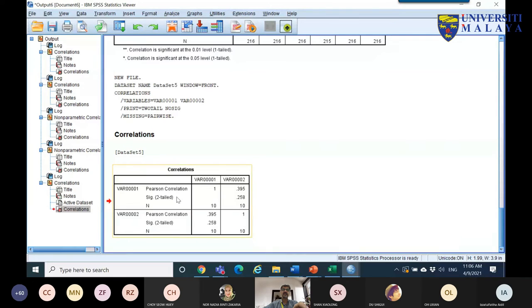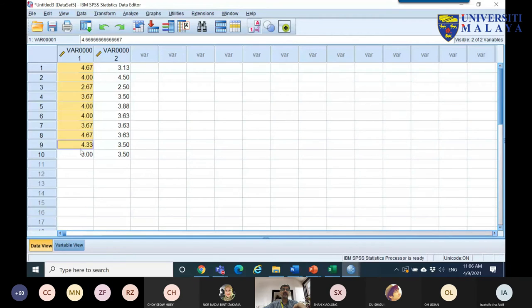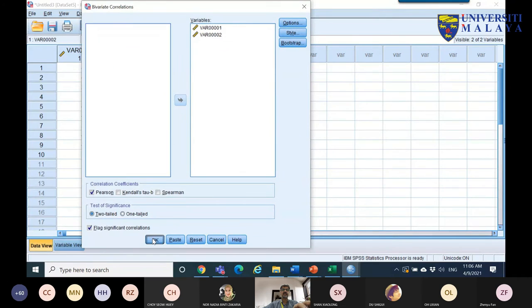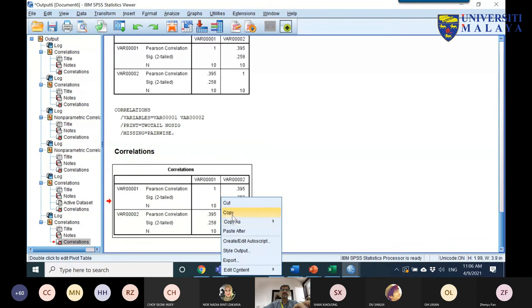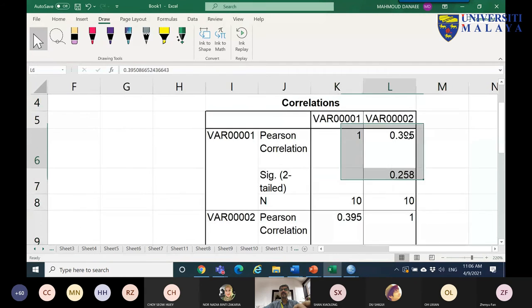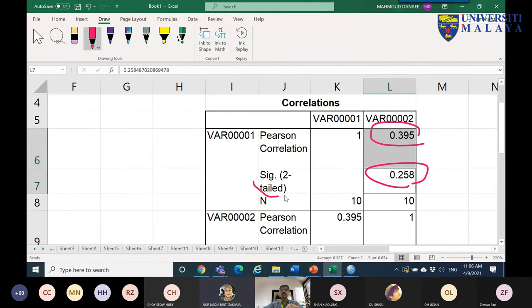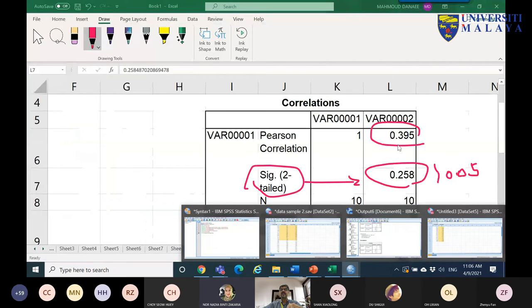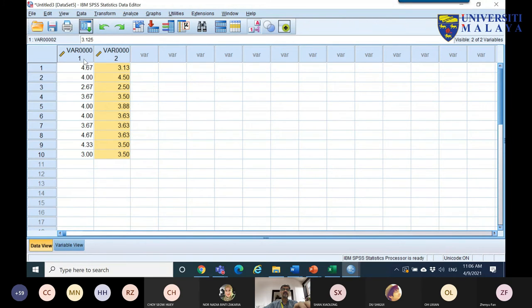Can you see my screen now? Yes, Doctor. Okay, so look at here. I have X and Y. I check the correlation coefficient between these two variables, and this is the result. Is it significant? No. Why? Because it is more than 0.05. How much is the relationship? 0.395.